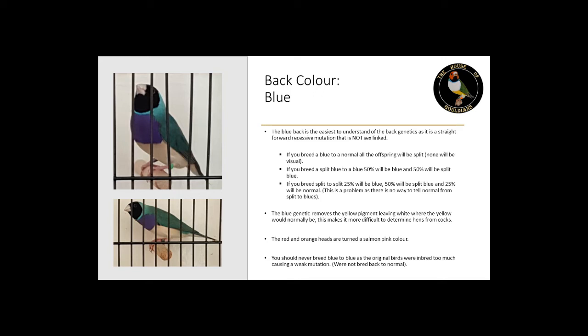One thing that you should never do is breed a blue bird or blue Gouldian to another blue Gouldian, and the reason for this is that in South Africa in particular, the blue mutation was inbred a little bit too much, and the result is that the birds are quite weak genetically. And if you breed blue to blue, you might get away with it the first time, but over time you're going to decrease the strength of the bird and you're going to have a very high mortality rate.